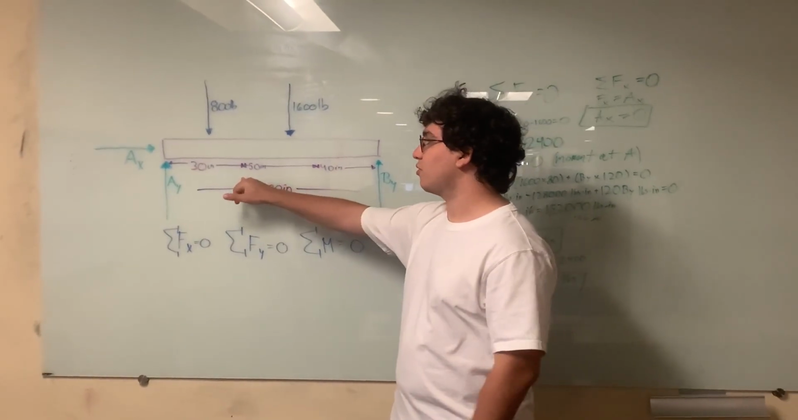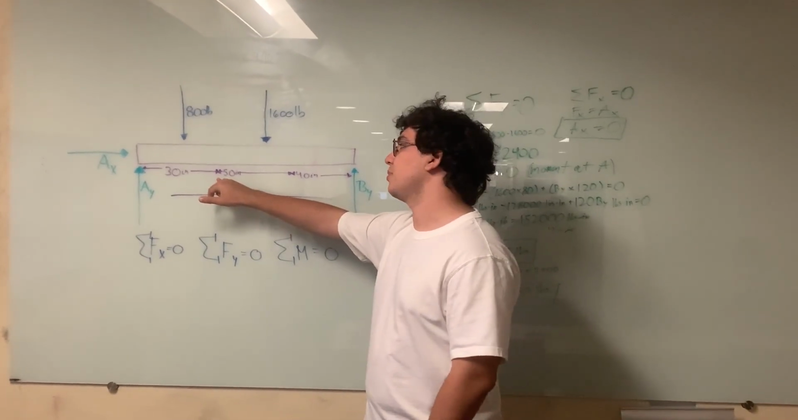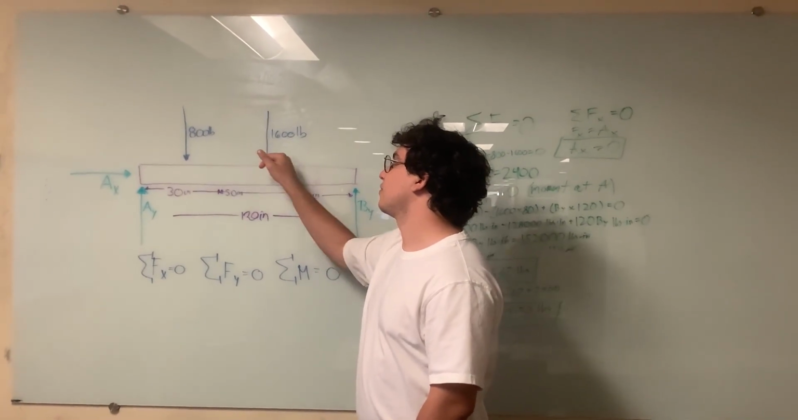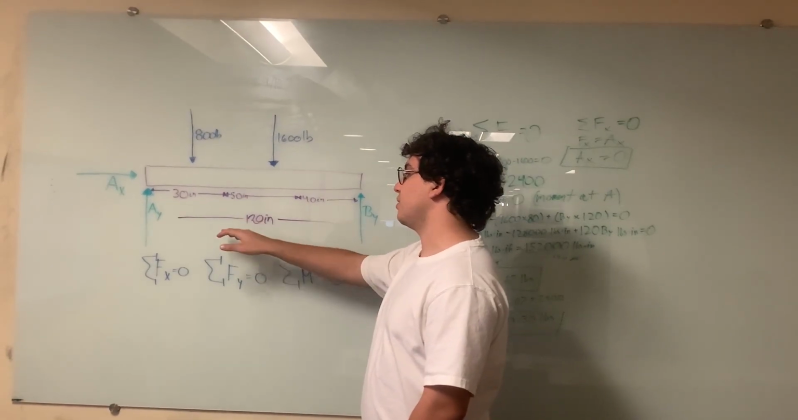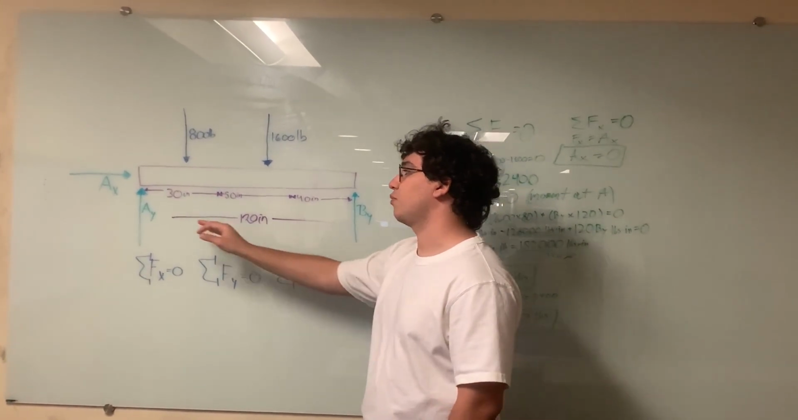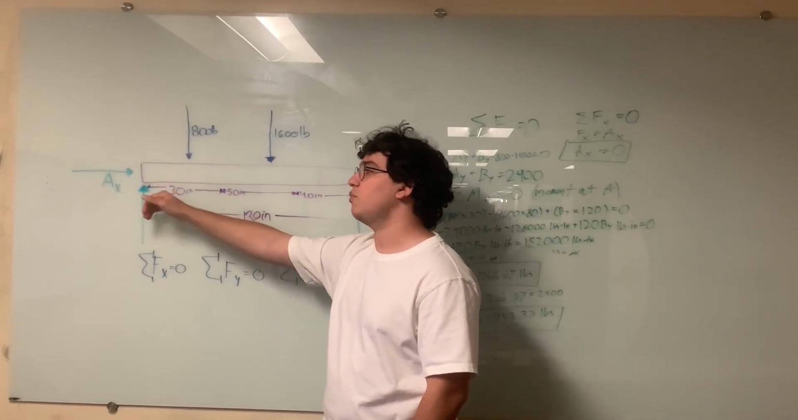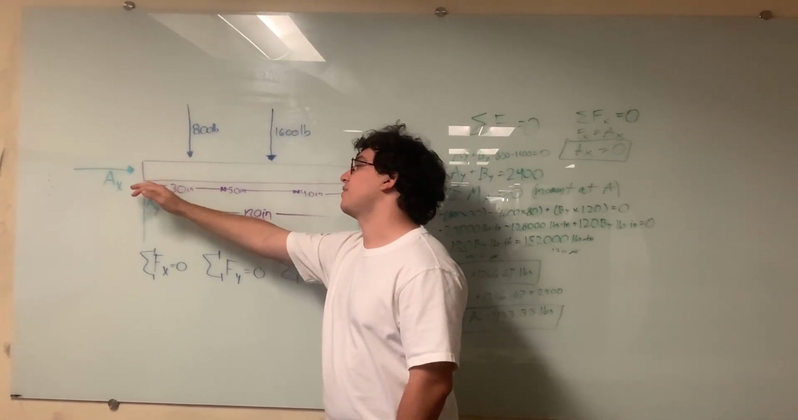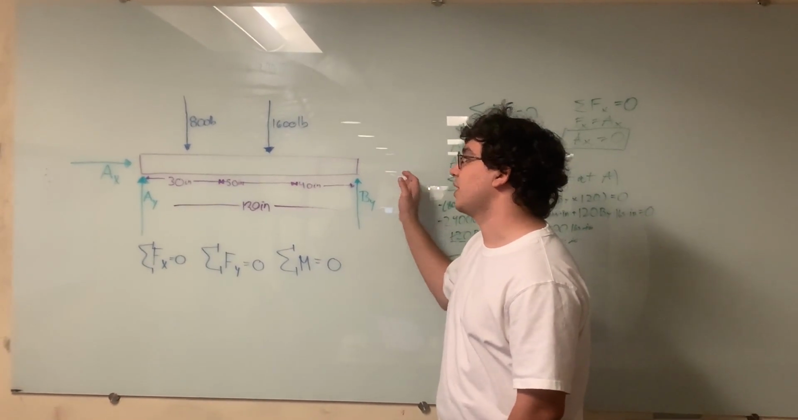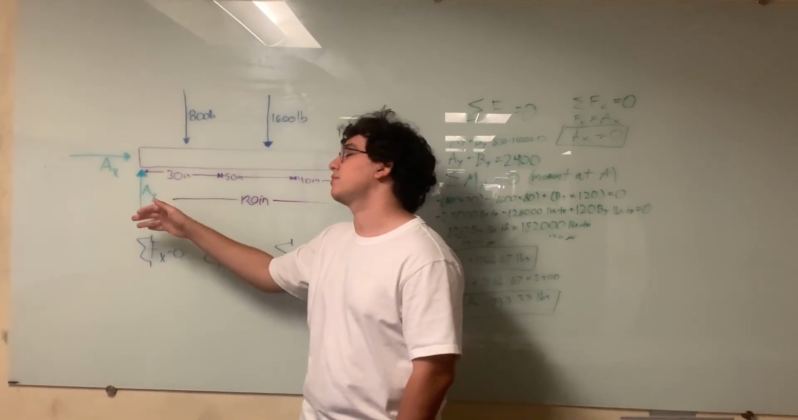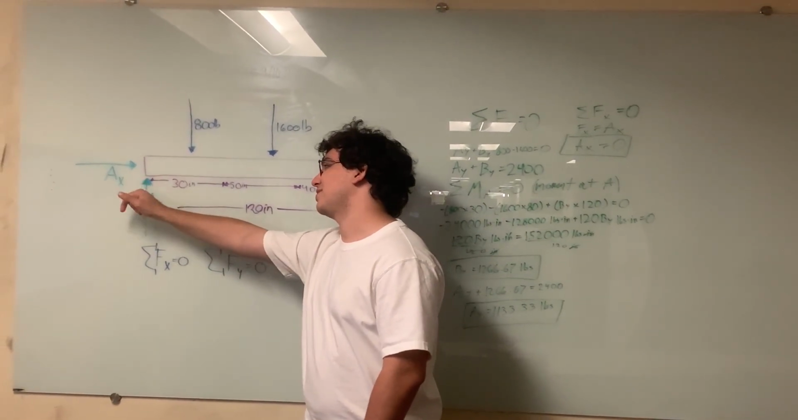So for this problem, we're going to be analyzing a simple support beam that has two forces being applied downwards, which are 800 pounds and 1,600 pounds. The beam is going to be 120 inches long. We're going to be using the pin at A, which is on the left side, as our reference, and we also have a roller at the right side as B, which only has an upward force. A is going to have horizontal and upward reactions.